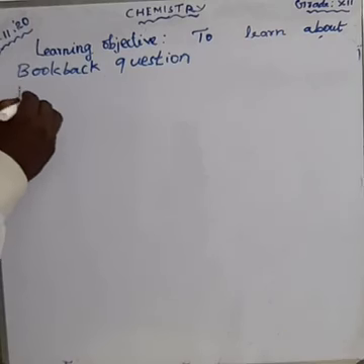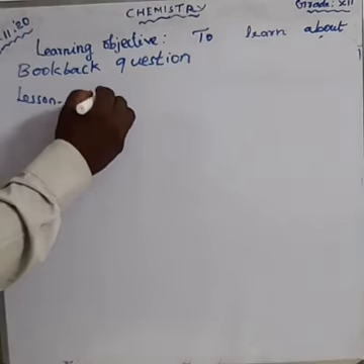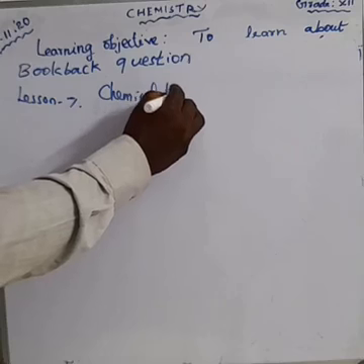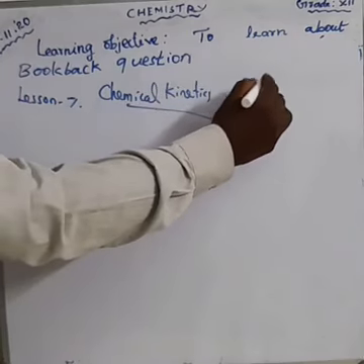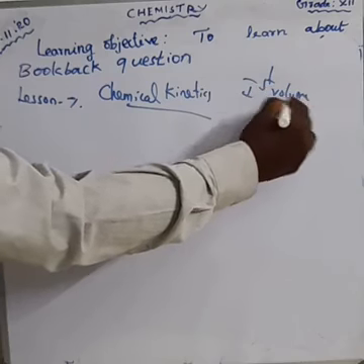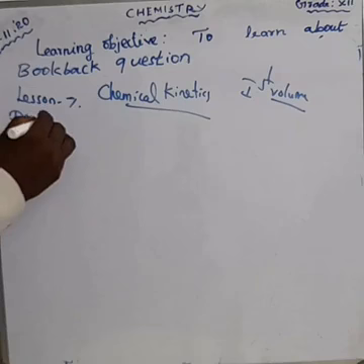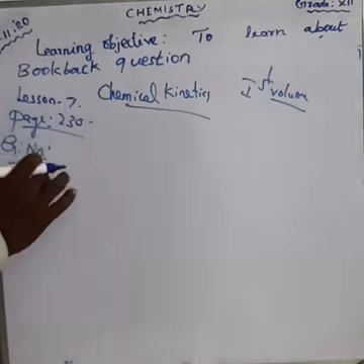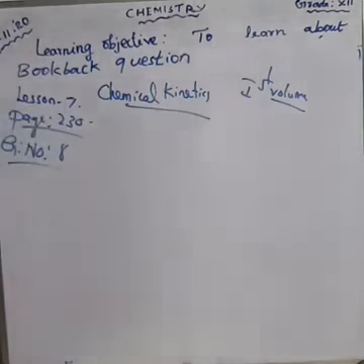Lesson 7. Chemical kinetics. Okay. First one. Page number 230. Question number 8. Okay. Question number 8. The question we have is: write the rate law for the following reaction. There are two options. One is a reaction that is 3/2 order in X and zero order in Y, and also a reaction that is second order in NO and first order in Br2.